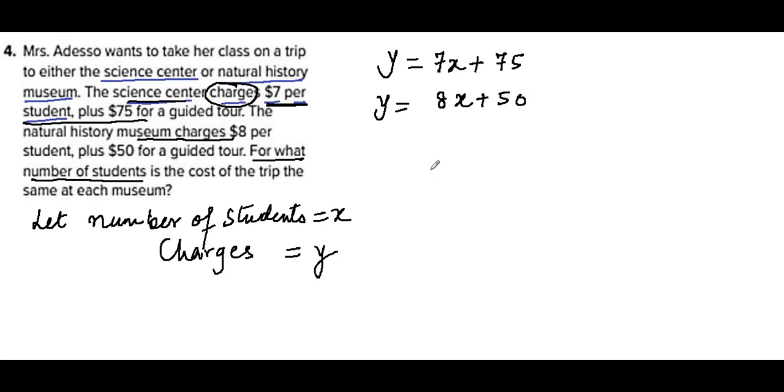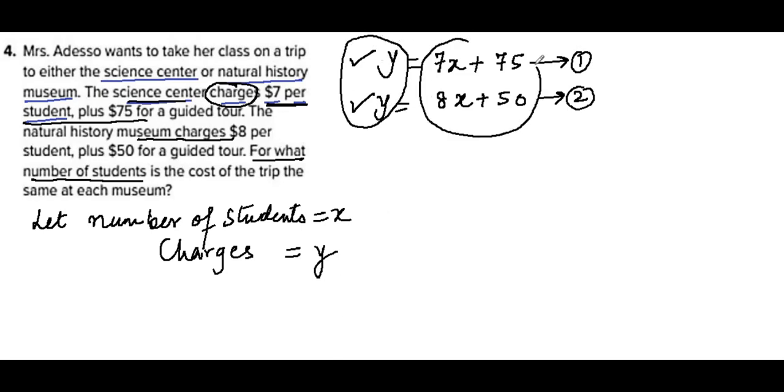Whenever this type of question is given, it is easy. The left hand side is the same, y, so make the right hand side the same too, because y is given to us. The simple thing is that whenever the left hand side is the same, then the right hand side is also the same. So make them equal: 7x plus 75 is equal to 8x plus 50.